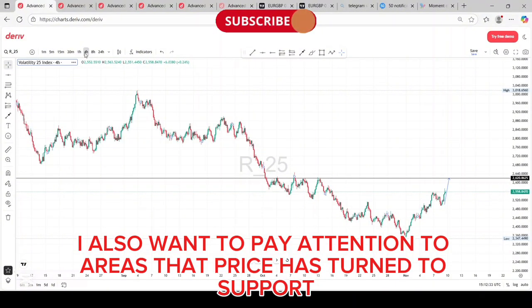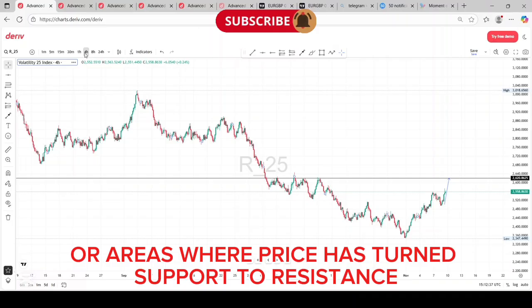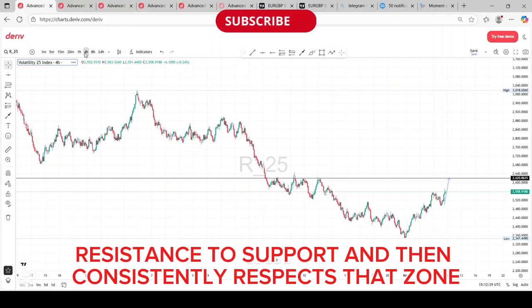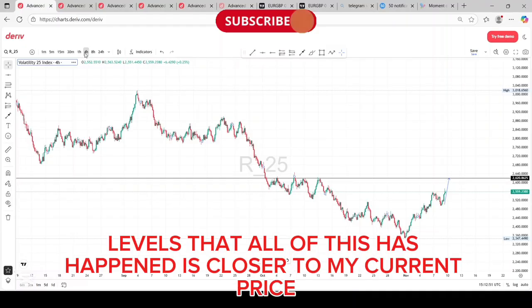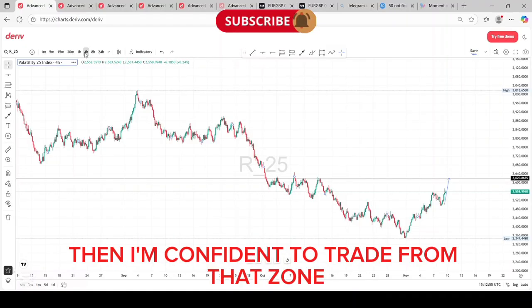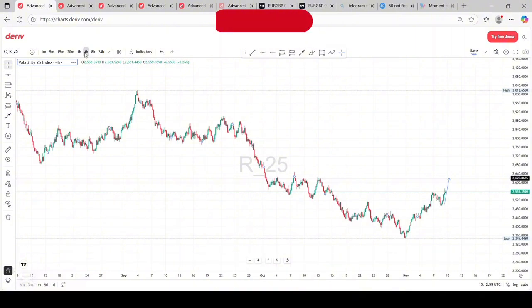I also want to pay attention to areas where price has turned support to resistance, resistance to support, and then consistently respects that zone. And if I am lucky to see that all of this has happened closer to my current price, then I'm confident to trade from that zone.